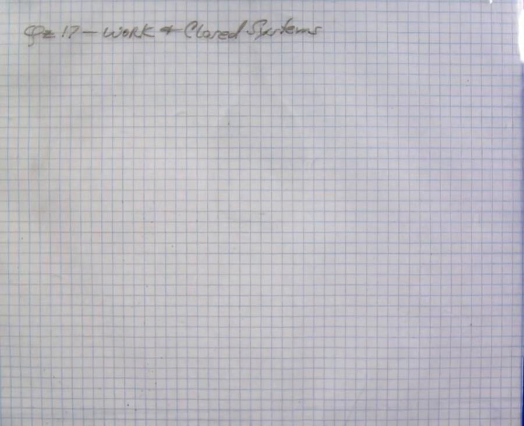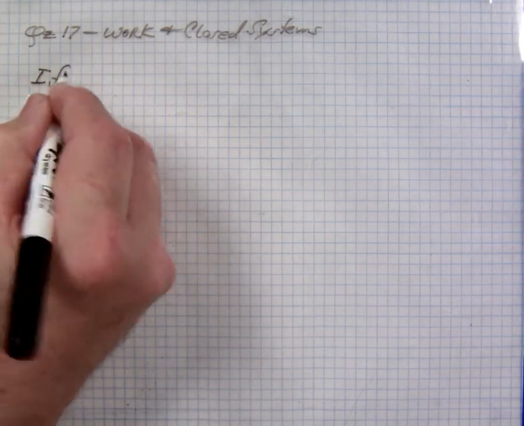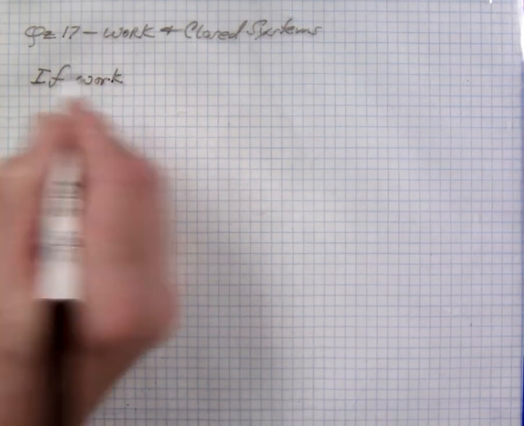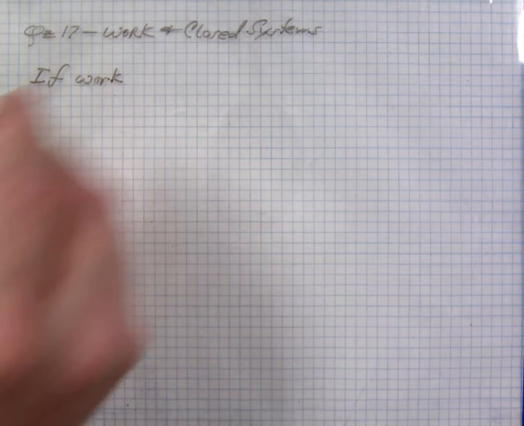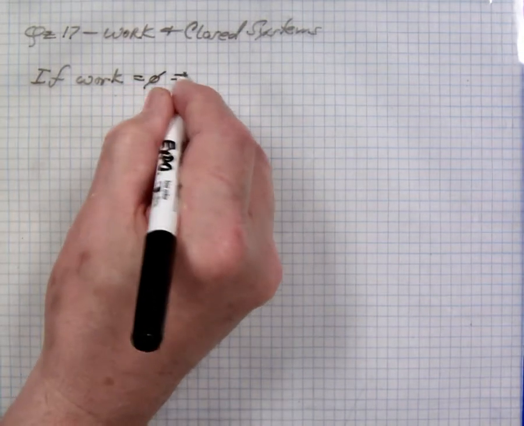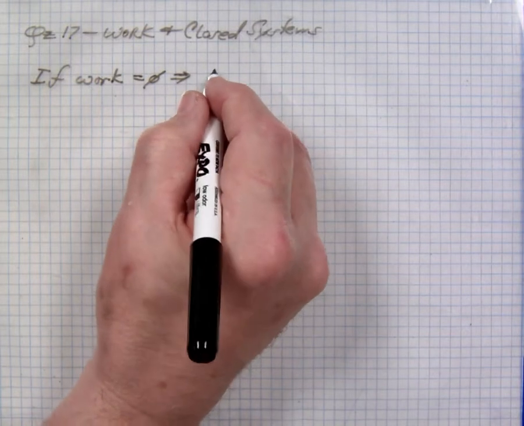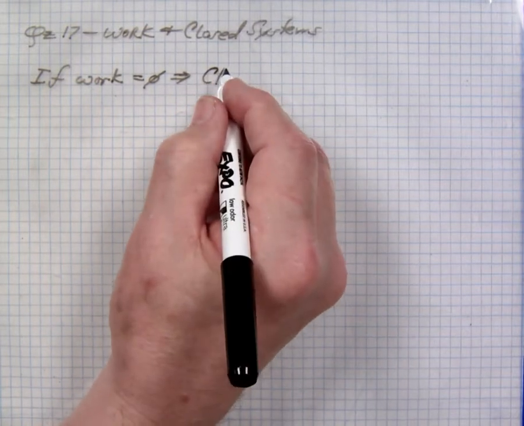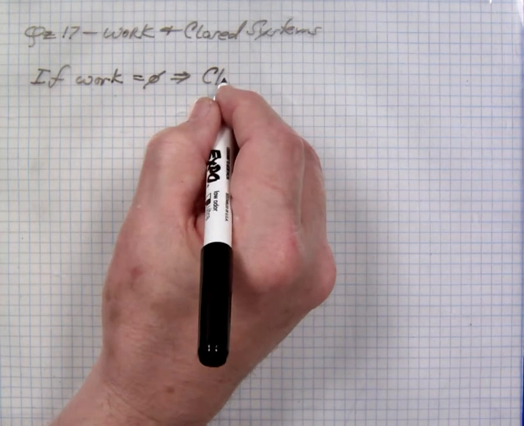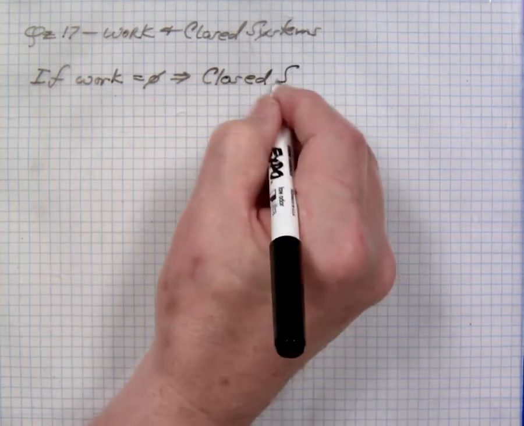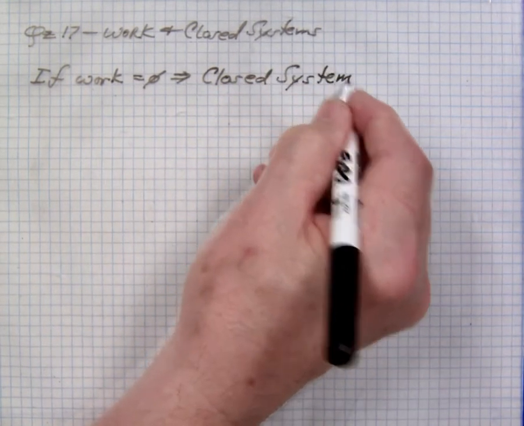Okay, Joe, I've already gone over some points about work and how it's separate from heat of reaction. In terms of work and closed systems, if work of an observable object of interest, a reaction, equals 0, then you're talking about a closed system. That's an essential definition. Work equals 0 with a closed system.